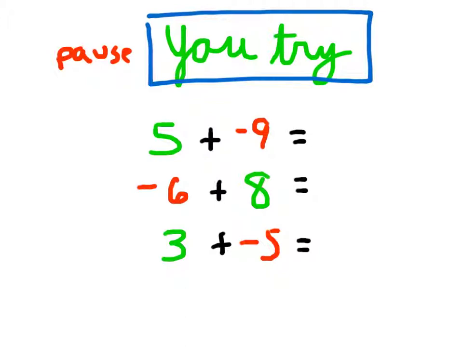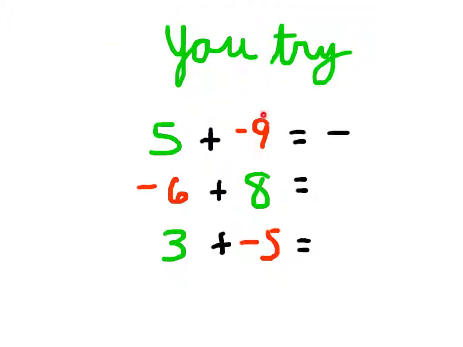For that first problem, our answer is going to be negative because 9 was bigger than 5, and 9 minus 5 is 4. So our answer is negative 4. For that next problem, we have negative 6 plus 8. Did you get 2 as your answer? And finally, for that last problem, 3 plus negative 5. Again, 5 was bigger than 3. That's why our answer is negative. And then we just go 5 minus 3, which is 2. So 3 plus negative 5 is negative 2.